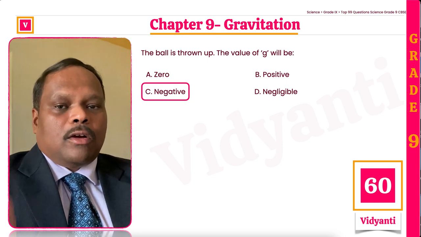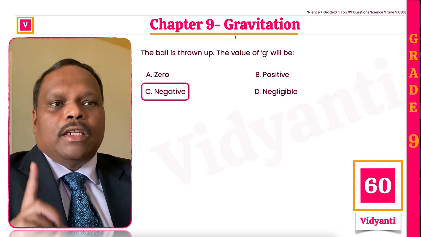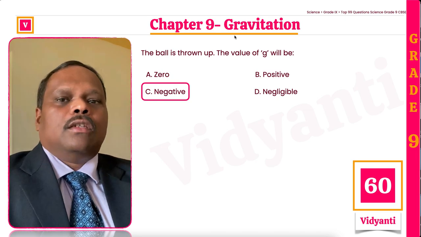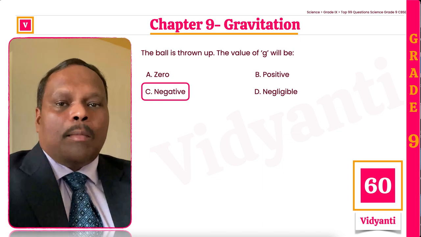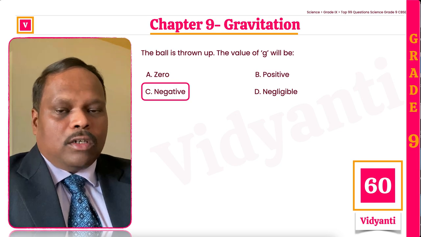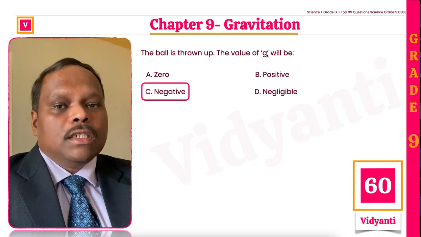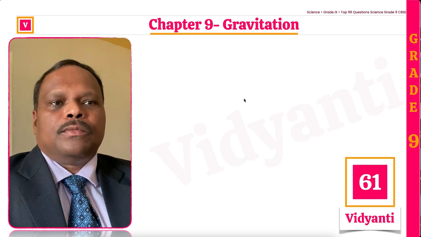Not only will it remain constant, the question is whether it is positive or negative. Now, the ball is thrown up, so the displacement is actually counted in the upward direction, but the gravitational force is downward towards the center of the Earth. So these two are opposite, so the value of g we have to take as negative.